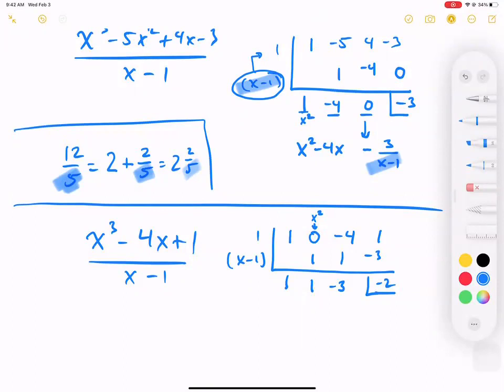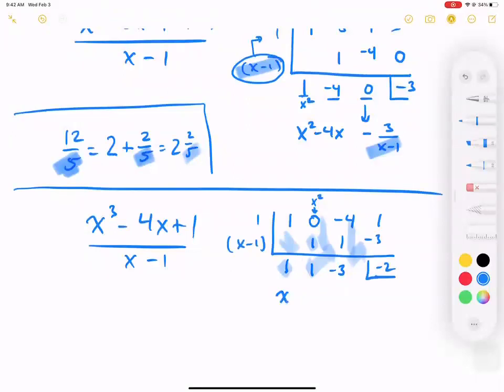Let's make sure you guys are cool with this. First one's free on me. 1 times 1 is 1. 0 plus 1 is 1. 1 times 1 is back to 1. Negative 4 plus 1 is negative 3. Multiplied by 1 is negative 3. And then 1 minus 3 is negative 2. Rewriting this, we went from x cubed to x squared plus x minus 3 minus 2 over what I had to try to divide by, x minus 1. And that is synthetic division, folks.